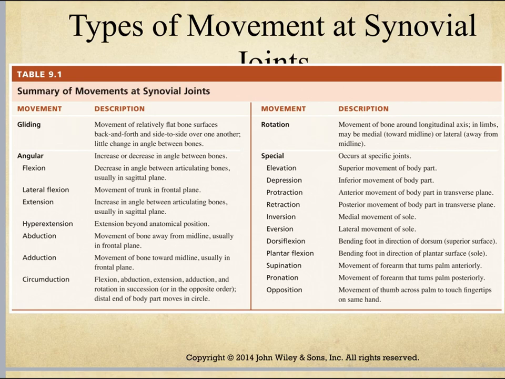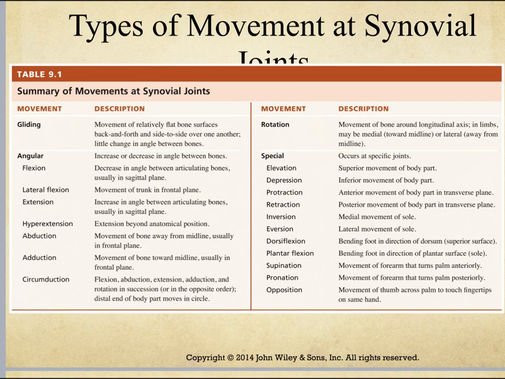We have special directions on specific joints. Things like elevation, depression. Open your mouth versus closing your mouth. We can depress the mandible by opening it and then elevate it by closing it. Push your lower jaw out, away from your mouth. This is protraction. Retraction, pull it in. Inversion, eversion, like your foot. Turn the sole of your foot medially. This is inversion. Turn it laterally, eversion.